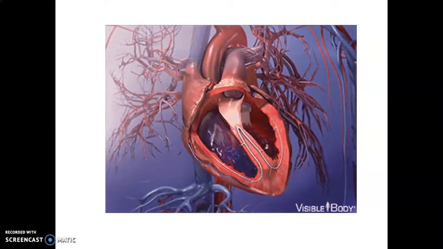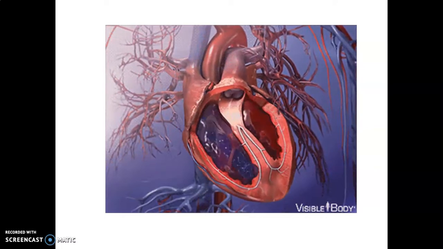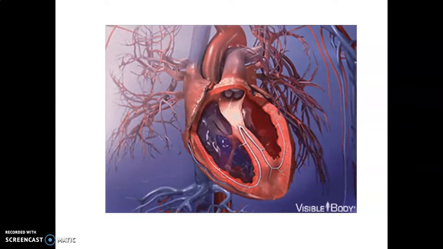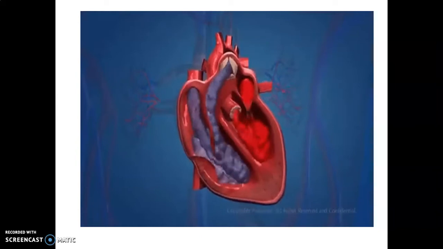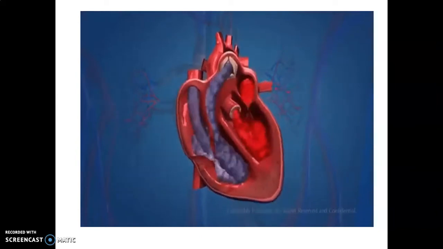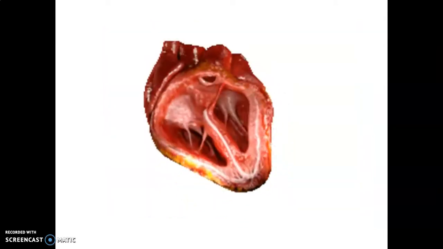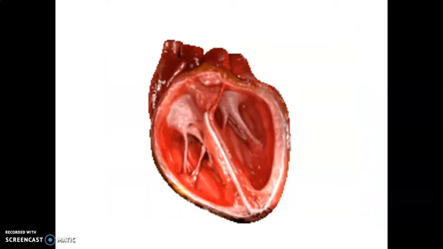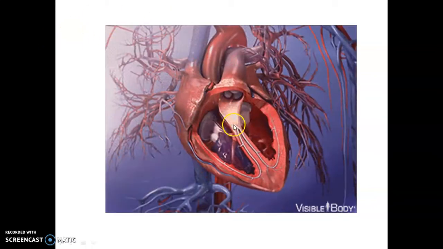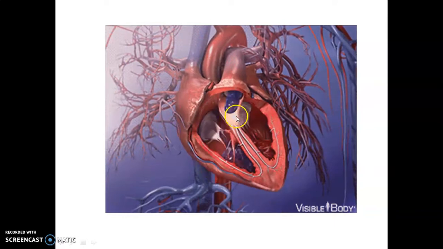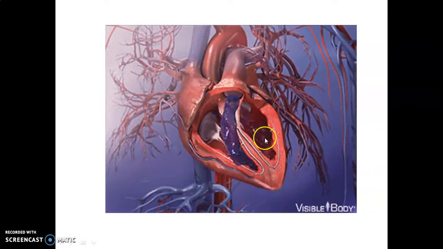It has the size of a clenched fist. It is protected by a double-walled membranous bag called the pericardium, enclosing the pericardial fluid. And we know that our heart has 4 chambers: 2 relatively smaller upper chambers, which are called atria, and 2 larger lower chambers, the ventricles.